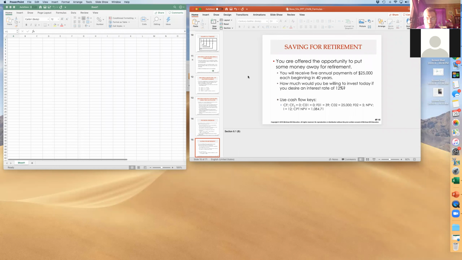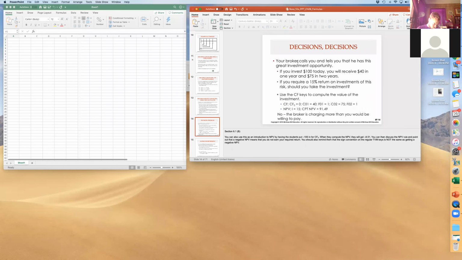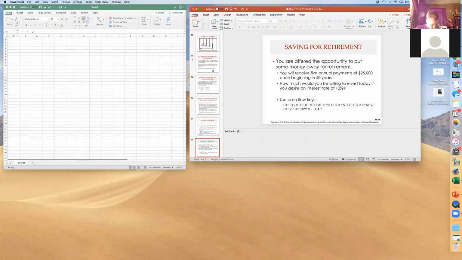And this is a retirement problem, and this is an annuity problem. So let's see if I find one that's good. I think this is a good one to start on. So I'm on PowerPoint, which is on chapter 6, page 15. And it says you're offered the opportunity to put some money away for retirement.